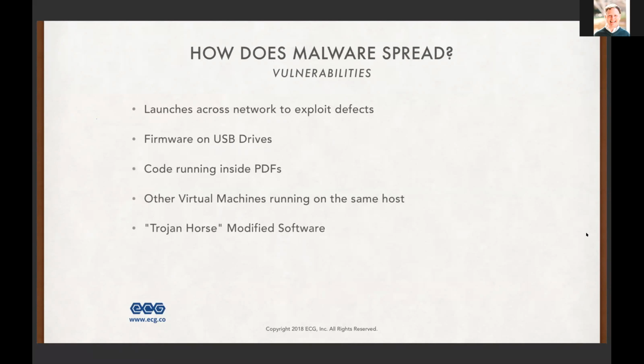So how does malware spread? There's a lot of ways, and I'll show you a few examples of how malicious software spreads from system to system. The kind that we're most commonly concerned about, because of its prevalence and the facility with which it can spread, is launching through the network to exploit defects. So this is coming in through network protocols.